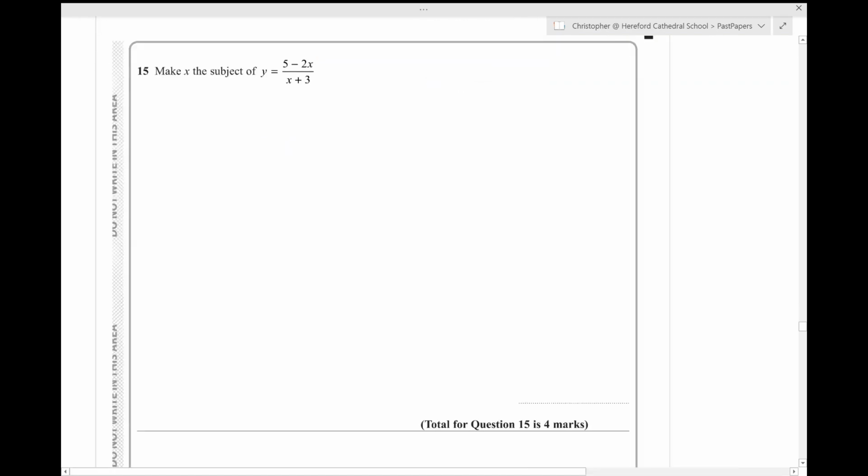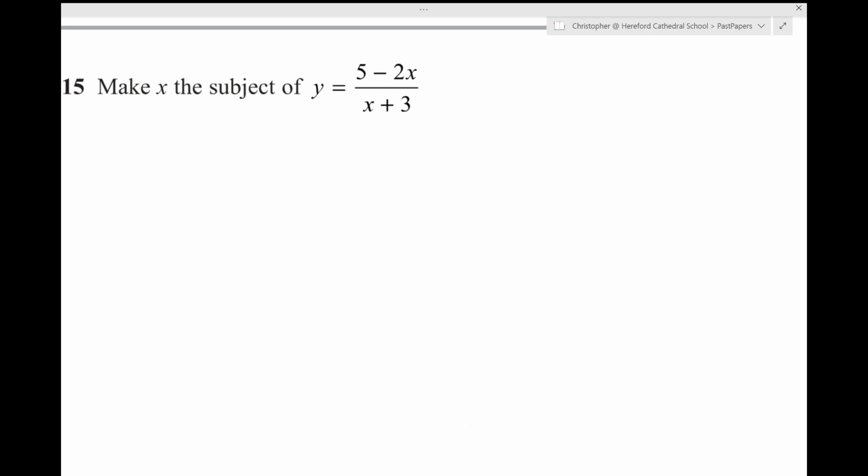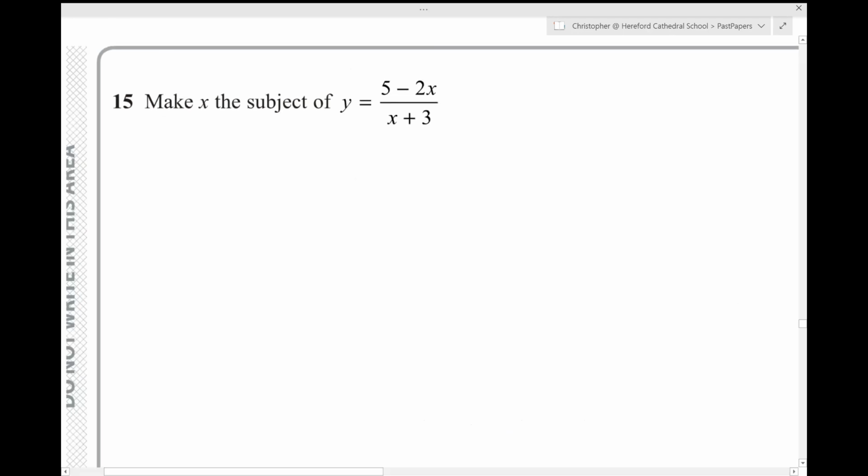Question 15. Make x the subject. Right, well, I'm going to start by multiplying both sides by x plus 3. That's going to give me y times x plus 3 here, and 5 minus 2x there. Multiply out the bracket. yx plus 3y equals 5 minus 2x. Now I have to make x the subject. So I'm going to put everything with an x in it on the left and everything else on the right. So I'm going to add 2x to both sides to get rid of that minus 2x.